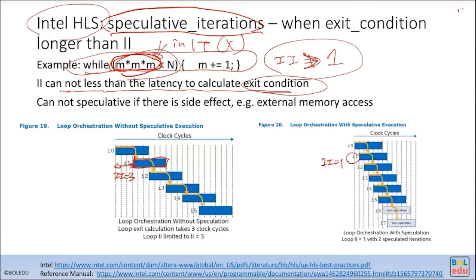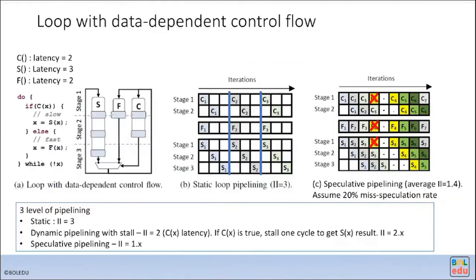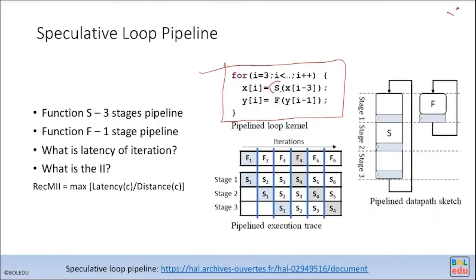So how do we do that? Let's take the next example here. That's the code. Let's look at this code. In here, there's an S function. S function is a three-stage pipeline, 1, 2, 3. F function is a one-stage pipeline.